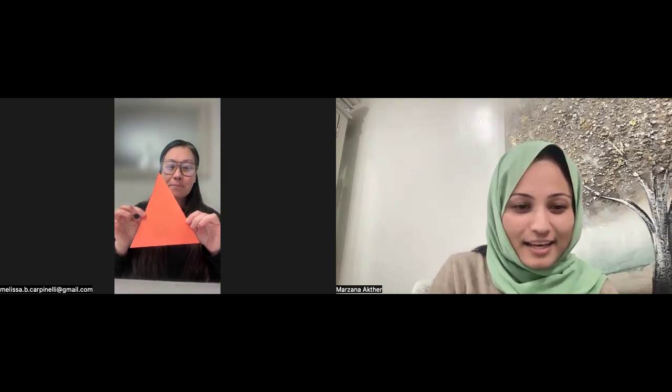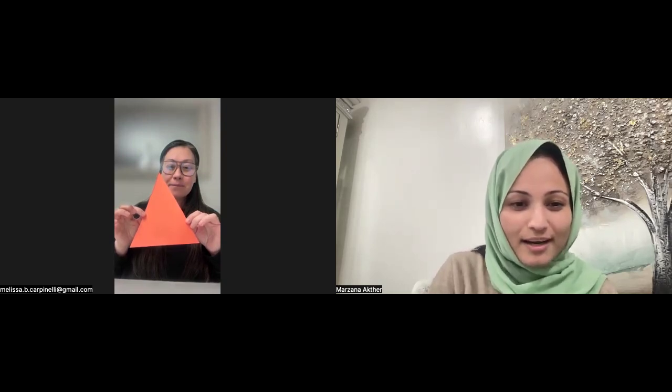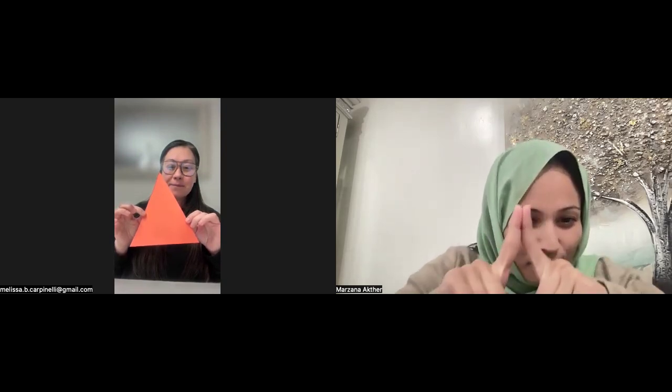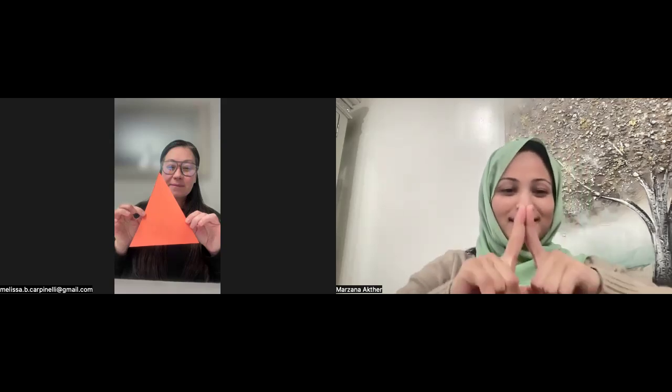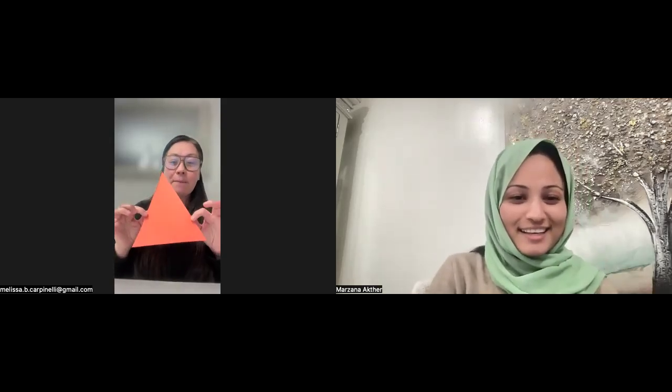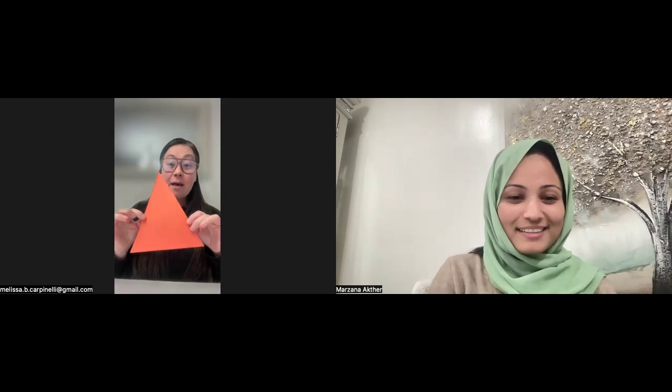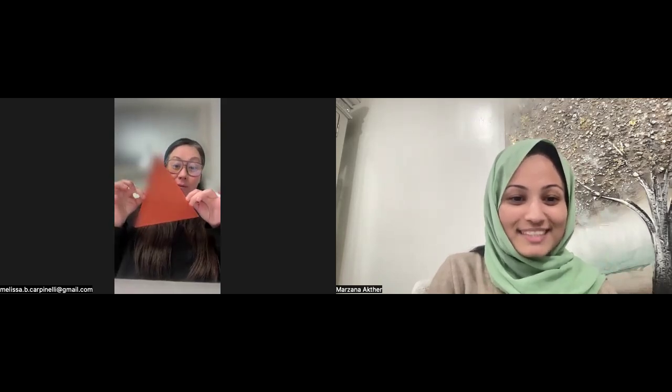I think it looks like a pyramid. Yes, exactly. A pyramid, pizza, maybe a roof of a house when you draw it. Yes, my house has this. Great. Yes, exactly. That's exactly what it is.